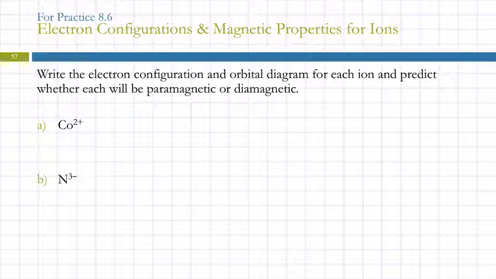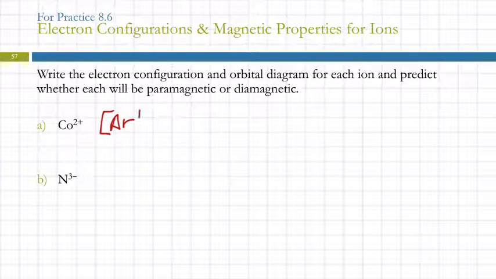So write the electron configuration and orbital diagram for each ion. Predict whether each will be paramagnetic or diamagnetic. It's hard to predict paramagnetism from the electron configuration. It can be done, but it can be tricky. So we really want to look at orbital diagrams here too. So the noble gas shorthand will suffice here. So for cobalt, what's the noble gas immediately before cobalt? That's argon.